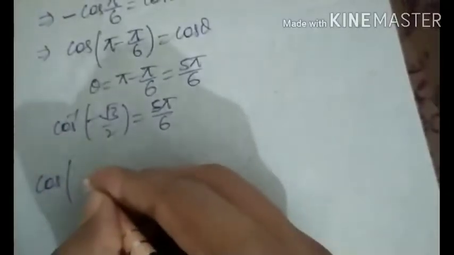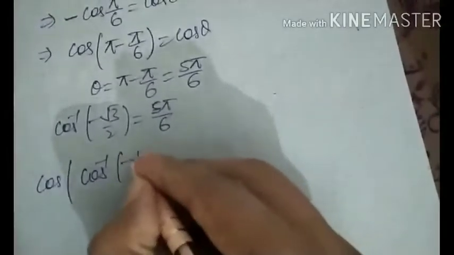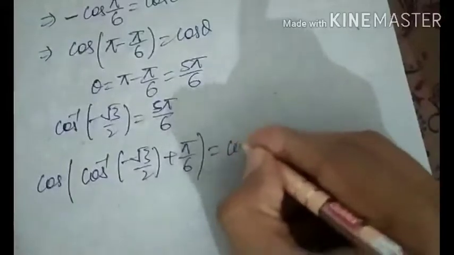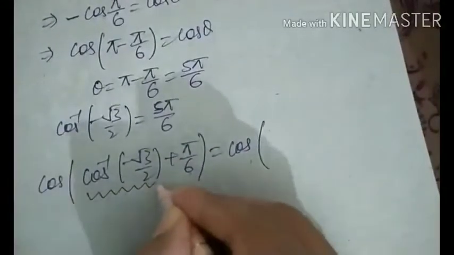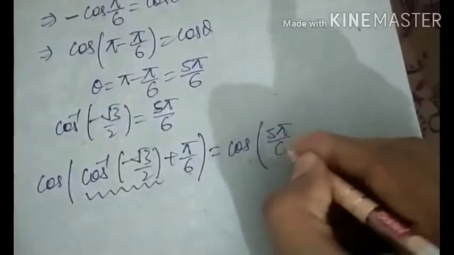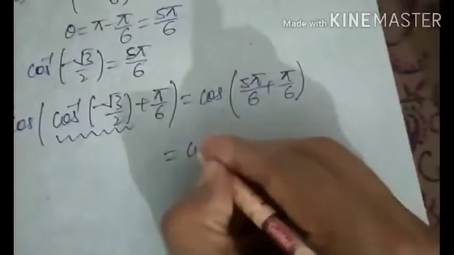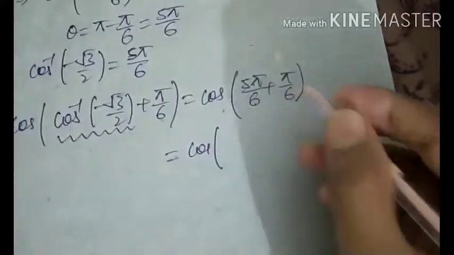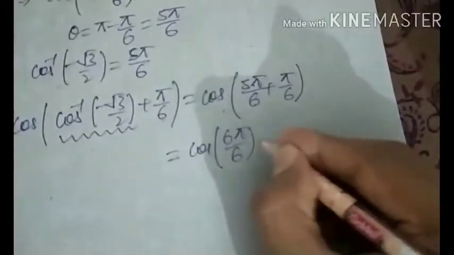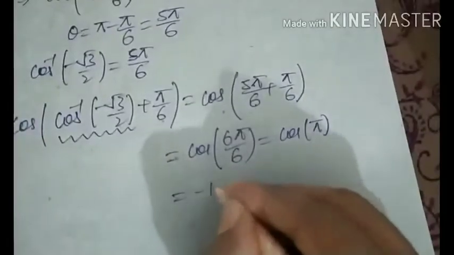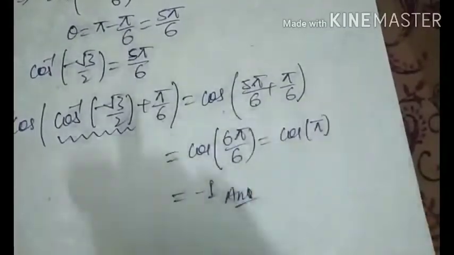Then the question will be converted into this form: cos of (cos inverse minus under root 3 by 2 plus pi by 6) is equal to cos of, putting the value of this quantity as 5 pi by 6, 5 pi by 6 plus pi by 6, which is 6 pi by 6, is equal to cos pi, and the value of cos pi is minus 1. This is our answer.